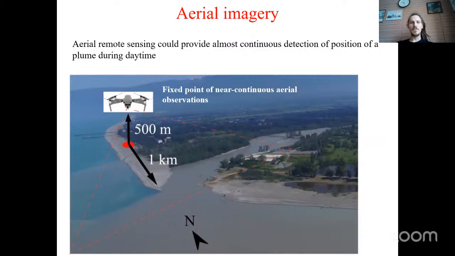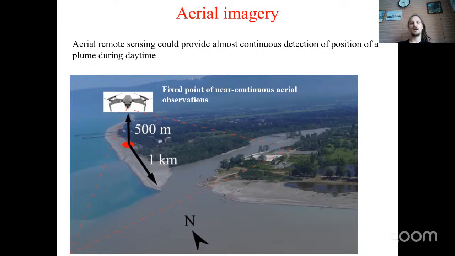And aerial remote sensing, what is important, could provide almost continuous detection of position of a plume during daytime when it is sunlight. The problem of satellite imagery is that satellite imagery is just a snapshot, some certain day and time, and it doesn't provide any information about dynamics of the plumes.